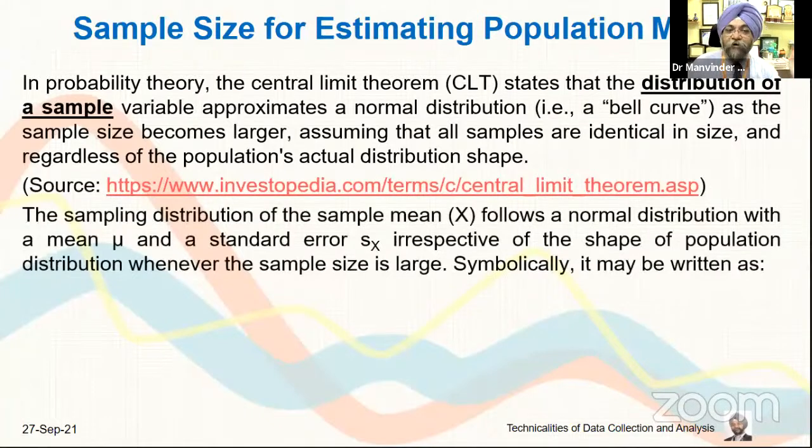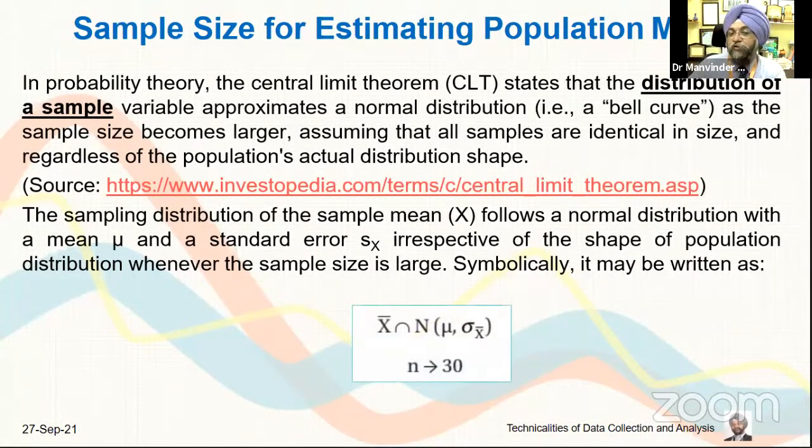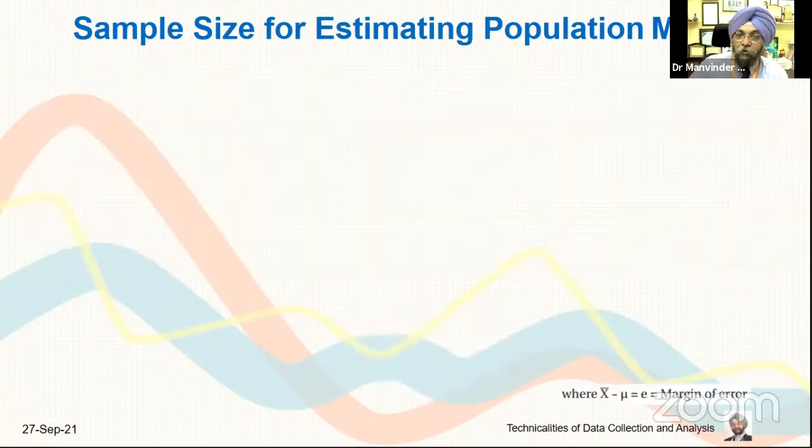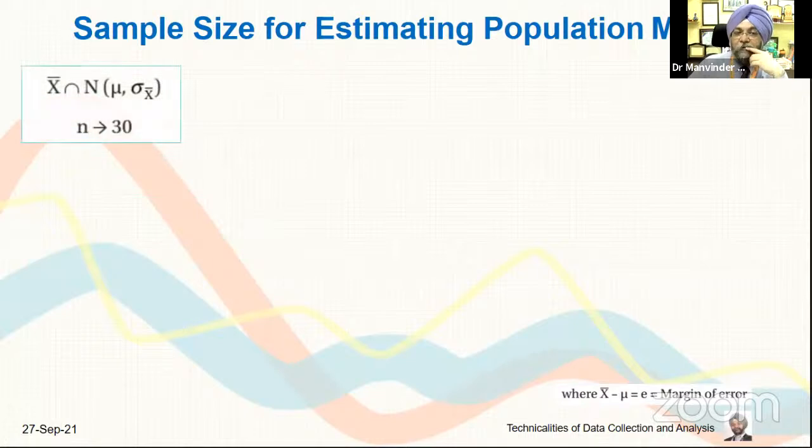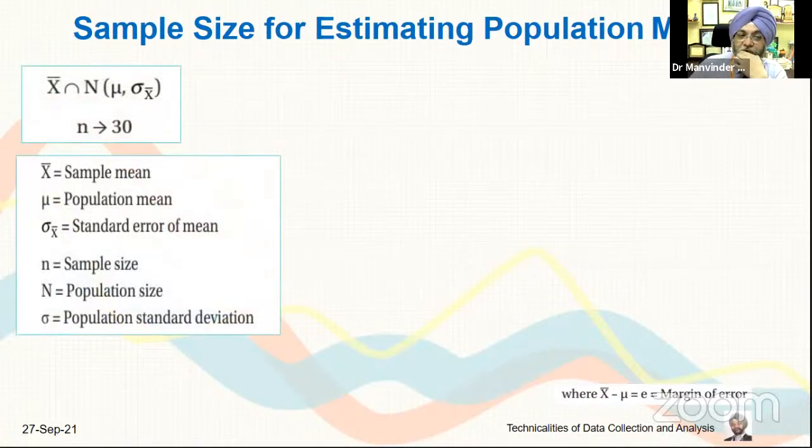Assuming all the samples are identical in size and regardless of the population, the sampling distribution of the sample mean X bar follows a normal distribution with a mean mu and a standard error of sigma X bar, irrespective of the shape of the population distribution, whenever the sample size is large. Symbolically, it may be written like this. Now we have to calculate how we will be able to estimate it.